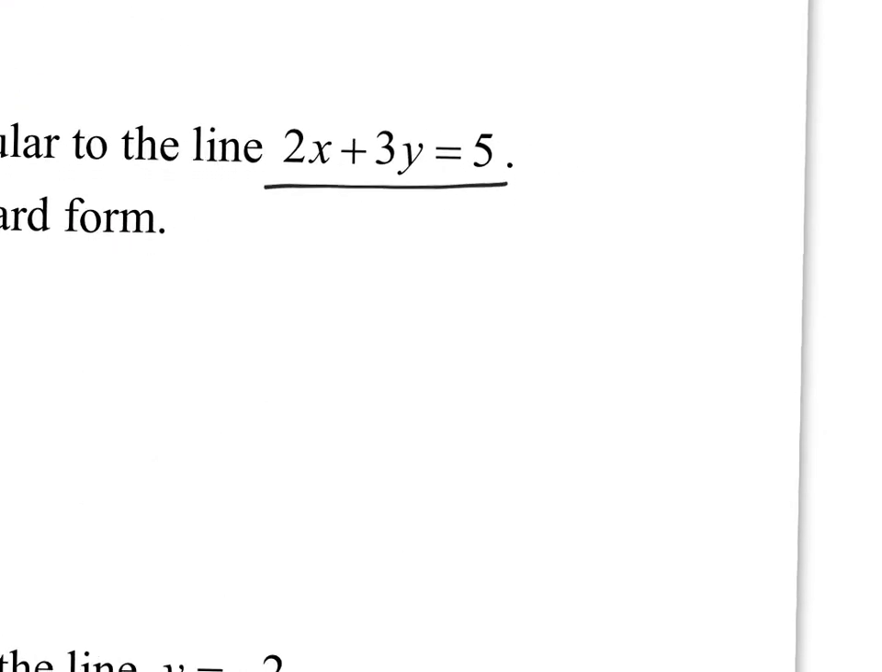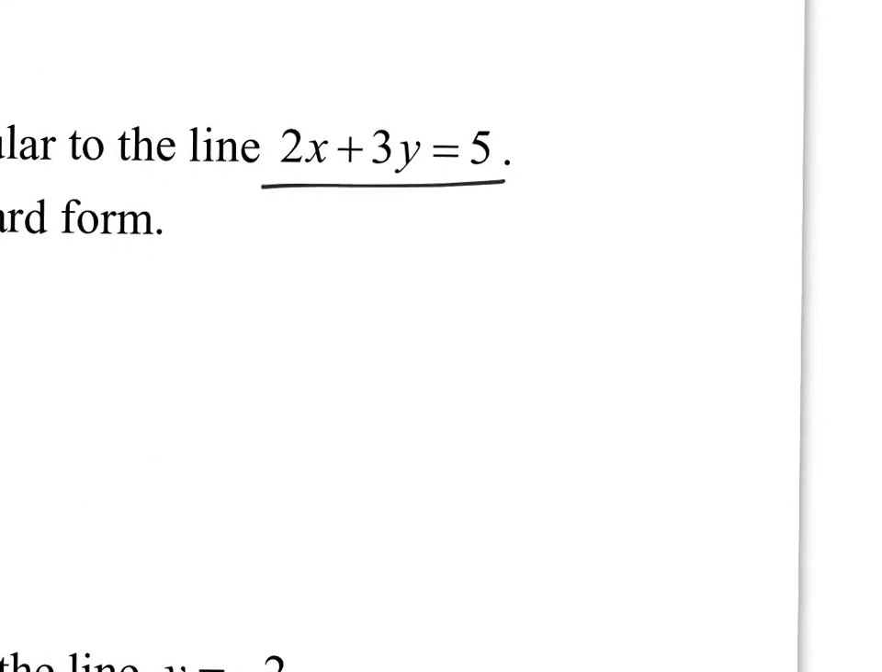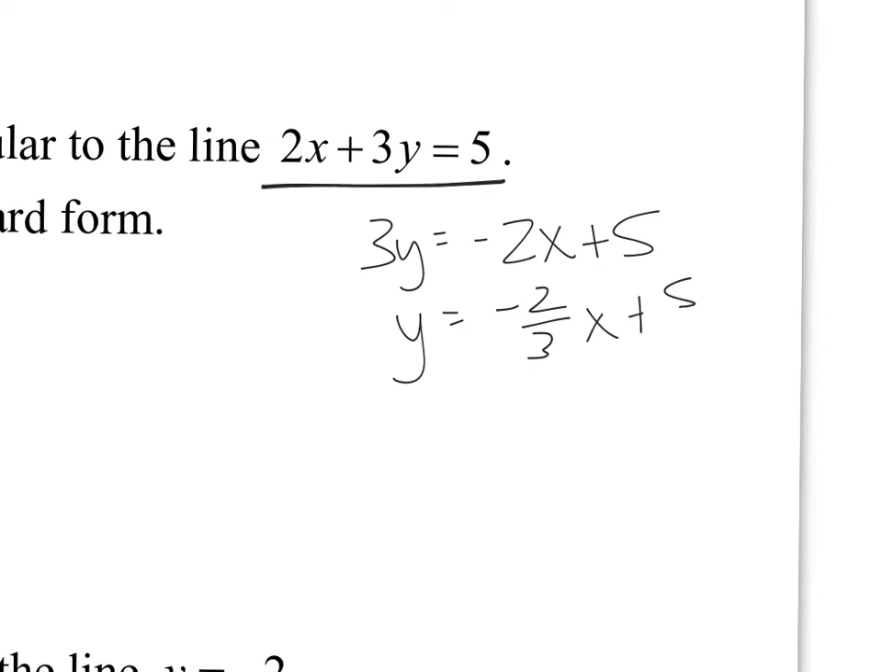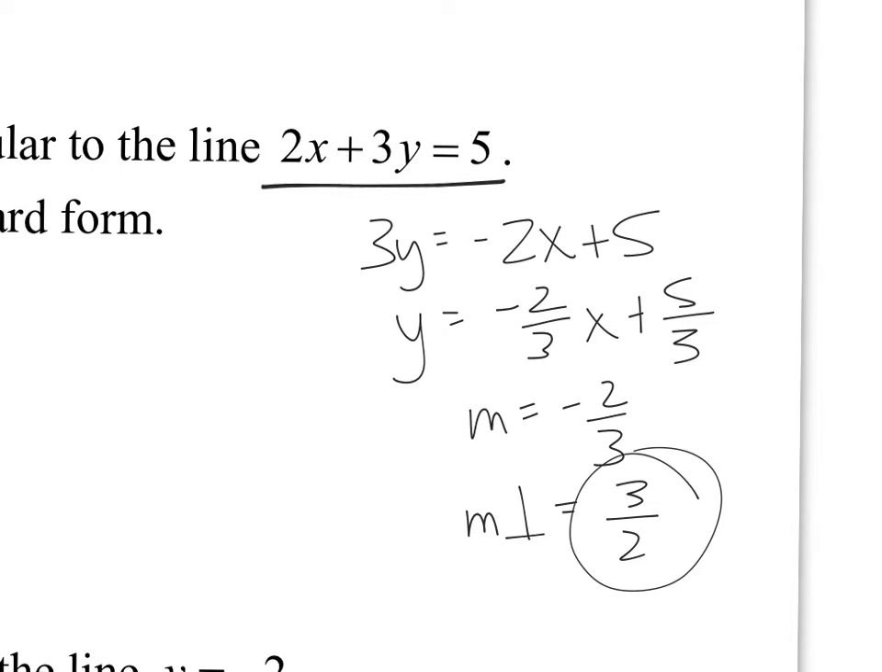So that's what I did first, is I'm going to zoom in on this line and try and figure out what the slope is. Move the 2x over, divide everything by 3, the slope of this line is negative 2/3. That means the perpendicular slope is positive 3/2, and that is what I'm going to use when I write my equation. So that's step one, figure out the slope.